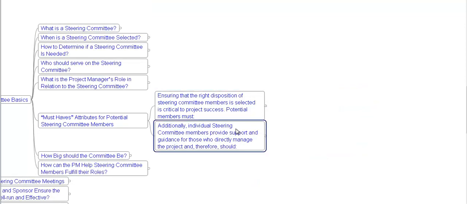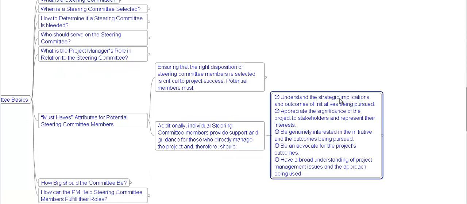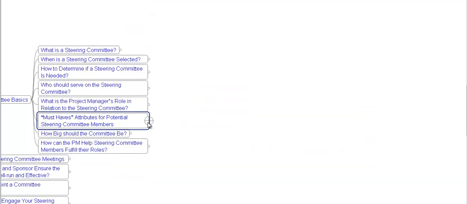Additionally, individual steering committee members provide support and guidance for those who directly manage the project and therefore should understand the strategic implications and outcomes of the initiatives being pursued, appreciate the significance of the project to stakeholders and represent their interests, be genuinely interested in the initiative and the outcome being pursued, be an advocate for the project's outcome, and have a broad understanding of project management issues and the approach being used.